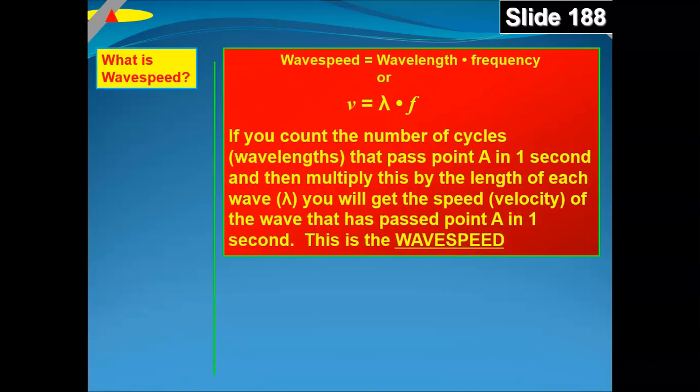What is wave speed? Wave speed equals wavelength times frequency. Or V for velocity equals lambda times F for frequency. That funny looking upside down Y is the Greek letter lambda. So if you count the number of cycles, think of it as wavelengths that pass point A in 1 second, and then multiply by the length of each wave, you will get the speed or velocity of the wave that has passed point A in 1 second. And this is the wave speed.